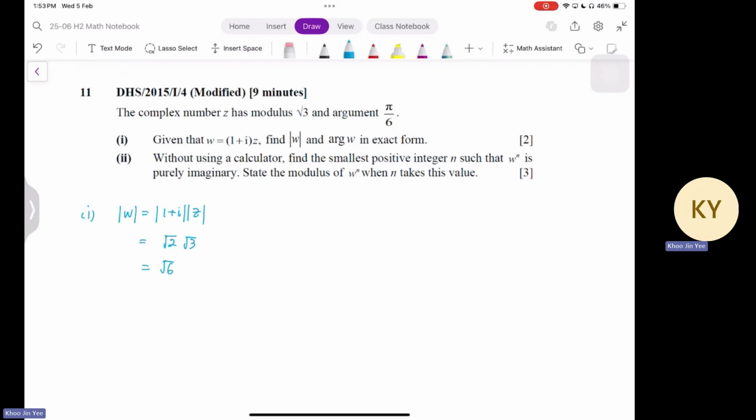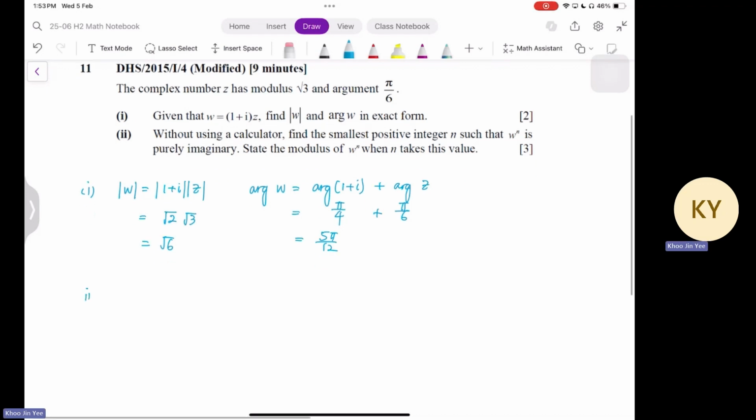Next, the argument of w would be the argument of 1 plus i plus the argument of z, correct? You already know 1 plus i is in the first quadrant, an isosceles triangle with 1 and 1. So what's the angle? 45 degrees, pi over 4, straight away, you don't have to do the whole tan inverse. The argument of z is given as pi over 6. So altogether, this will be 5 pi over 12. So this is part 1, which is a straightforward one.